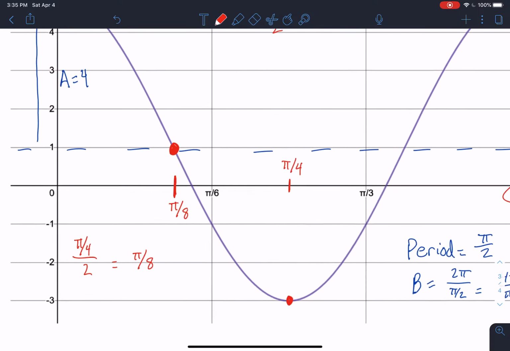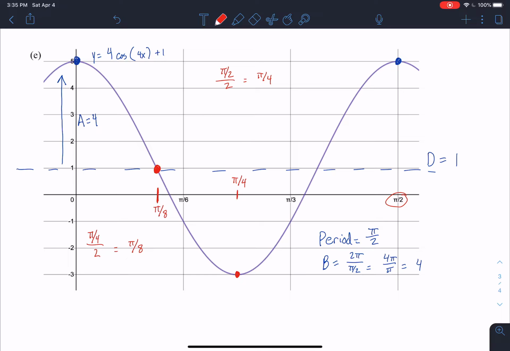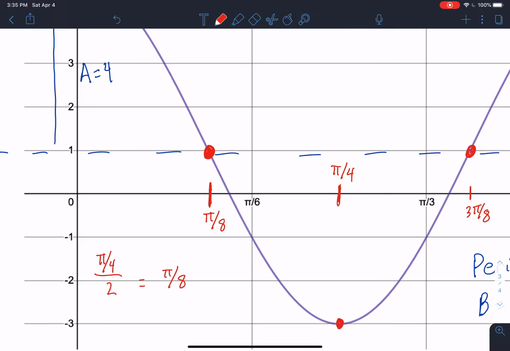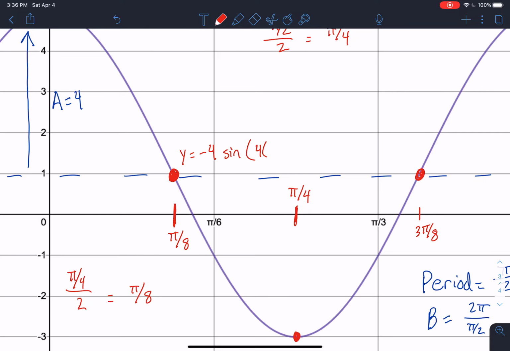So now that I know that x value, I can write my equation. It's like I'm going up by pi over 8. So I have pi over 8. 2 pi over 8 would be right here in the middle. And then this value here would be at 3 pi over 8. And then 4 pi over 8 is pi over 2. So if I go back to this one, it's going to be negative sine because we're going down. So negative 4 sine of the B term, which is 4, x minus pi over 8, and then plus 1.